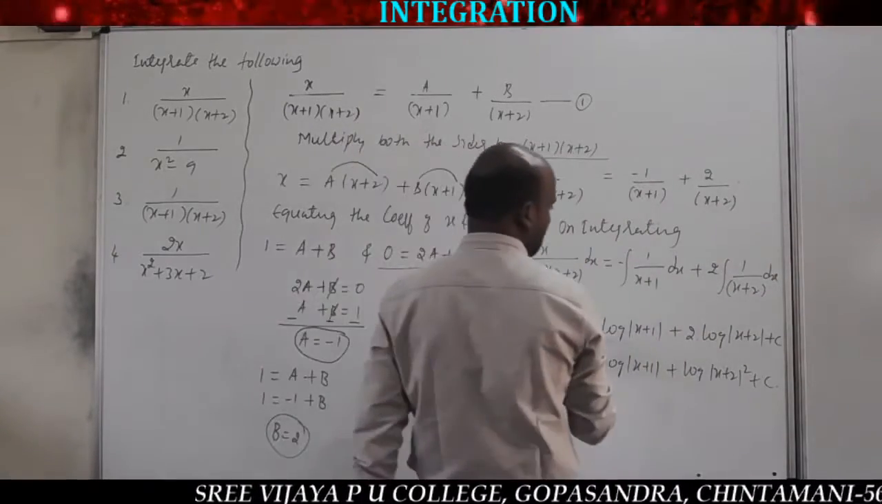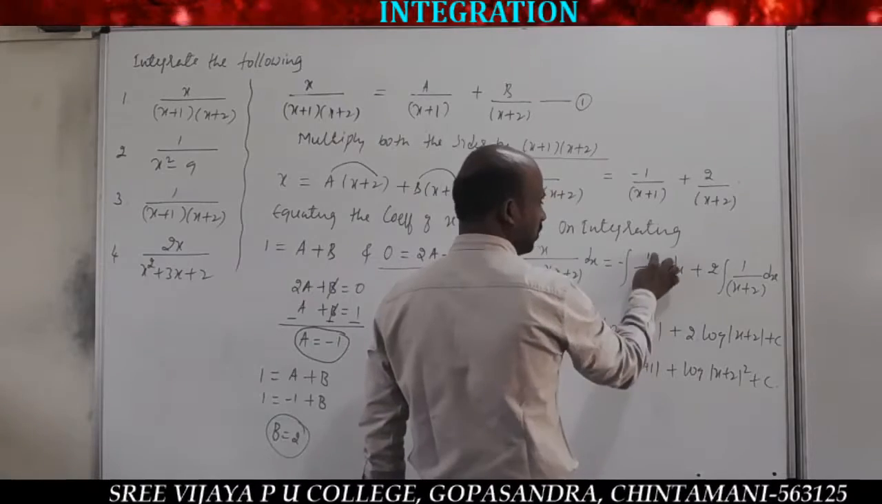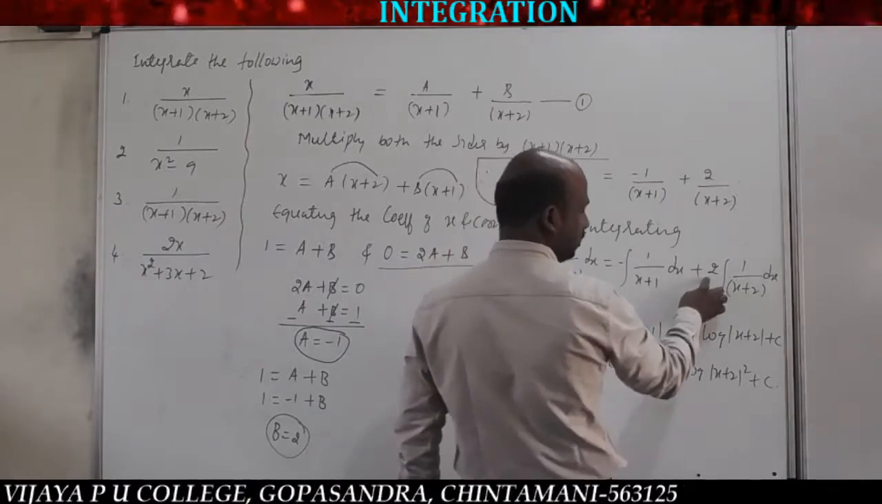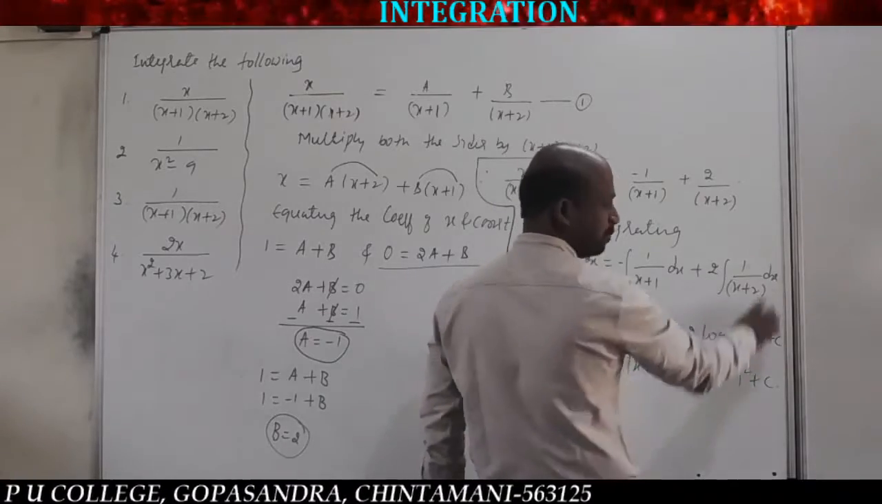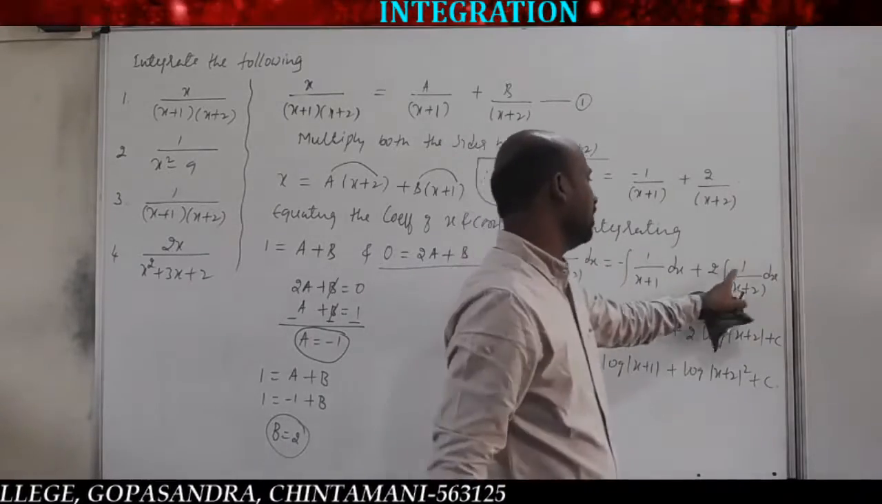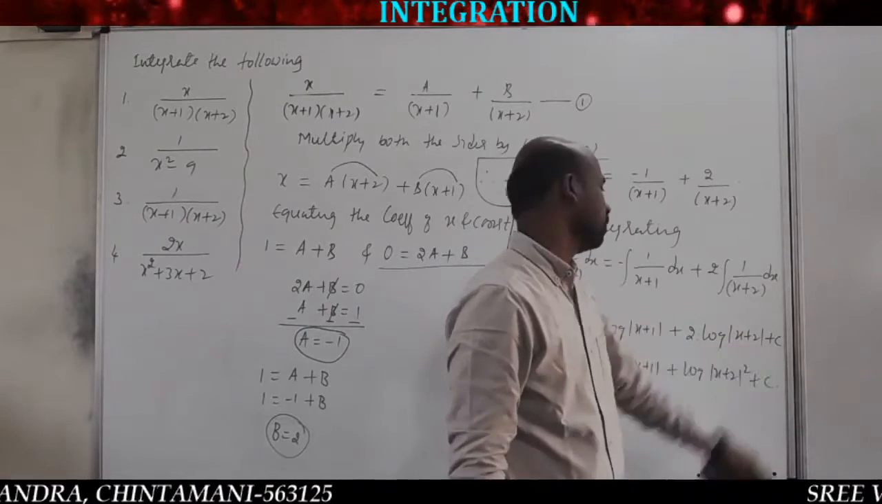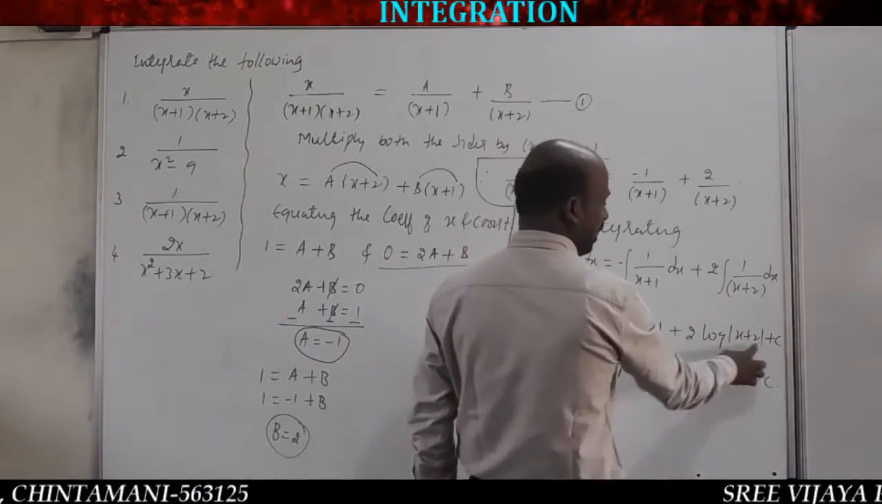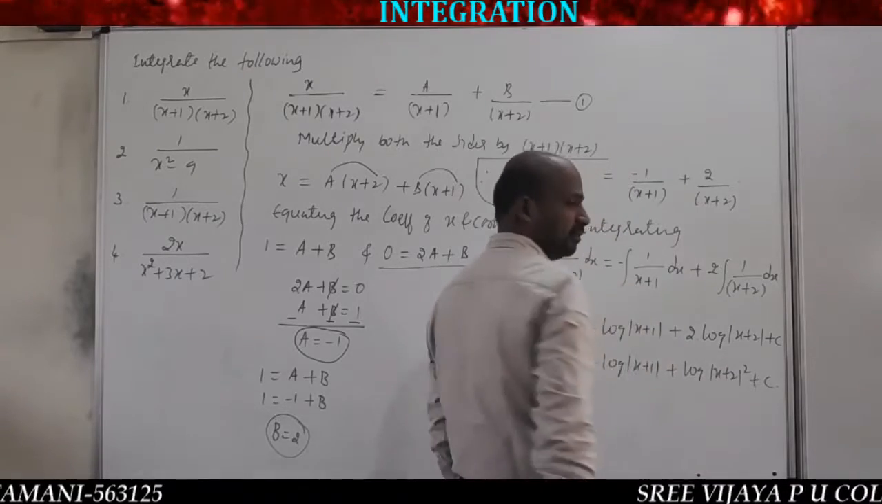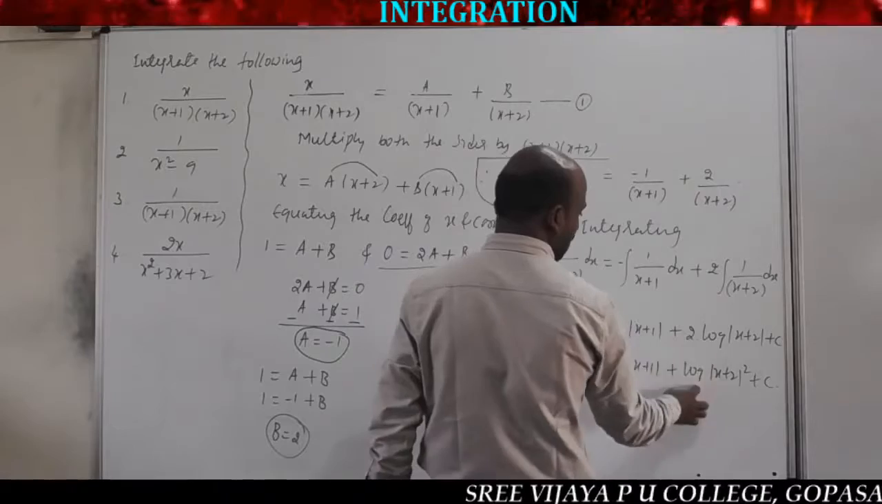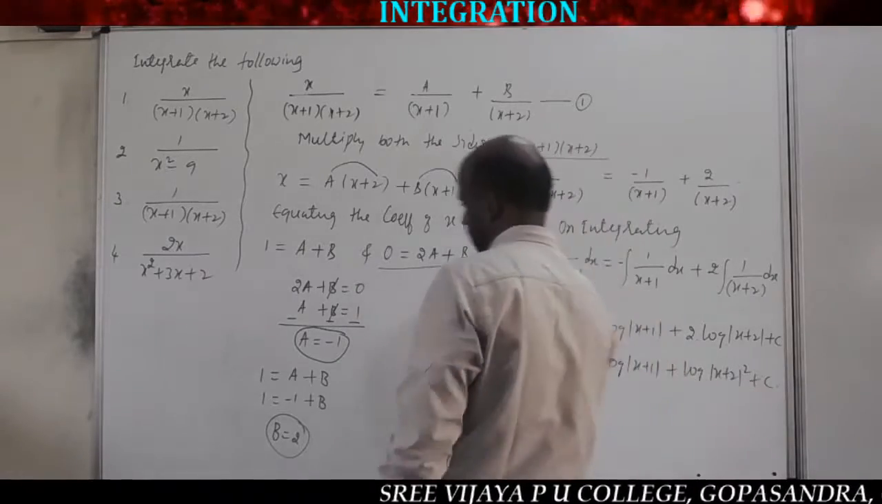So that is minus, differentiation of x plus 1 is 1, minus log modulus of x plus 1, plus 2 times, differentiation of x plus 2 is 1, integral of f dash of x by f of x. So 2 times log modulus of x plus 2 plus c. So n log m comes, we write it as log m power of n. So minus log modulus of x plus 1 plus log of modulus of (x plus 2) whole square plus c.